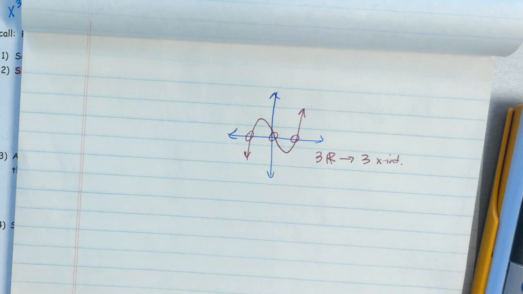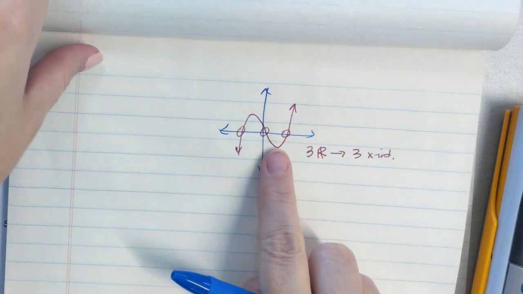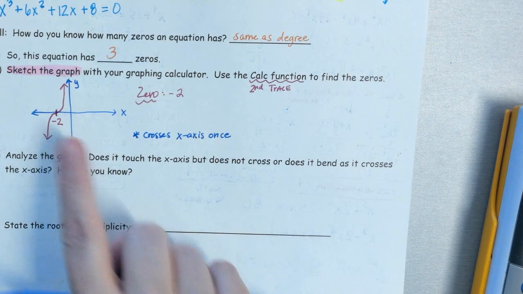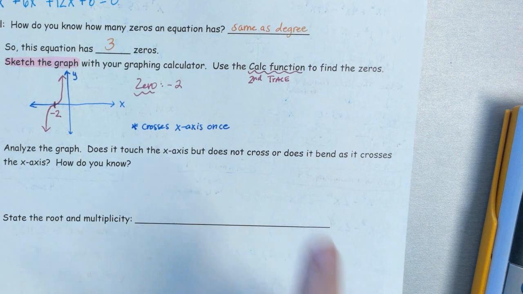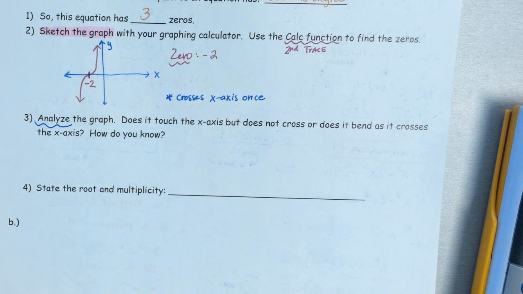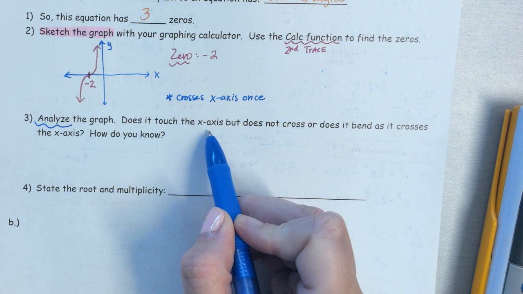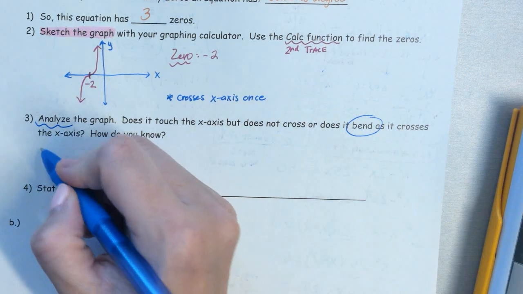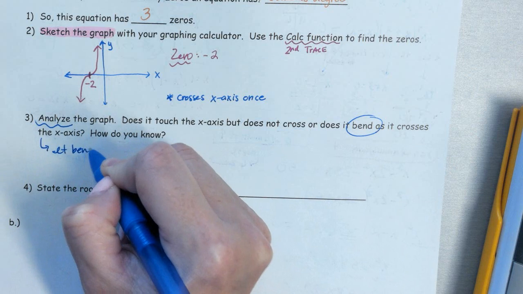Okay, so this is a little bit different. We didn't have multiplicities in the ones that we were doing before. Now we have multiplicities. So it only crosses it once, but that doesn't mean there's one real 0. That means we have to analyze using the multiplicity how many times they're there. So when you're analyzing the graph, you have to take into account the multiplicities. So I asked, does it touch the x-axis but doesn't cross, or does it bend as it crosses? It bends. We talked about that, right? So it bends.